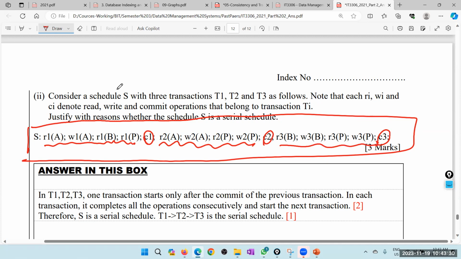Okay, let's read it. Consider schedule S with 3 transactions T1, T2, T3 as follows. Note that Ri, Wi, and Ci denote read, write, and commit operations that belong to transaction Ti. Justify with reason whether the schedule S is a serial schedule. So you can clearly see that it makes a serial schedule here, because these are all 1, 1, 1, 1, then 2, 2, 2, 2, then 3, 3, 3, 3.